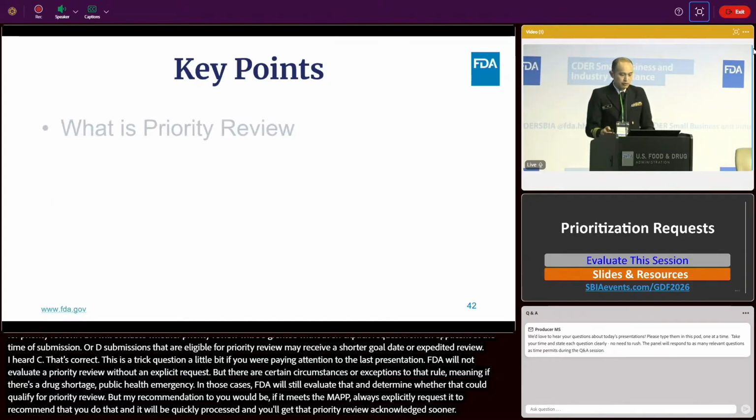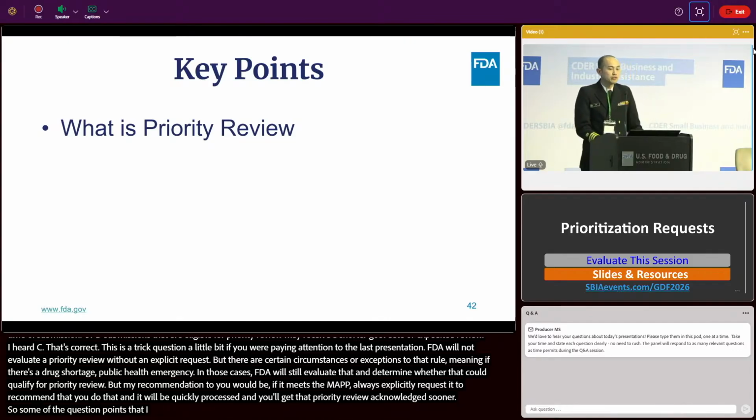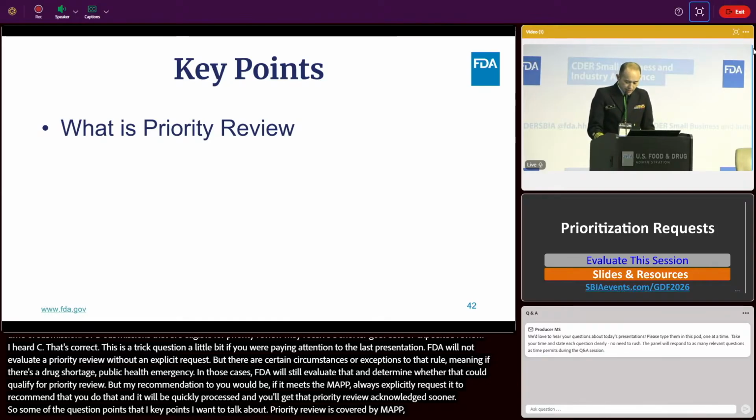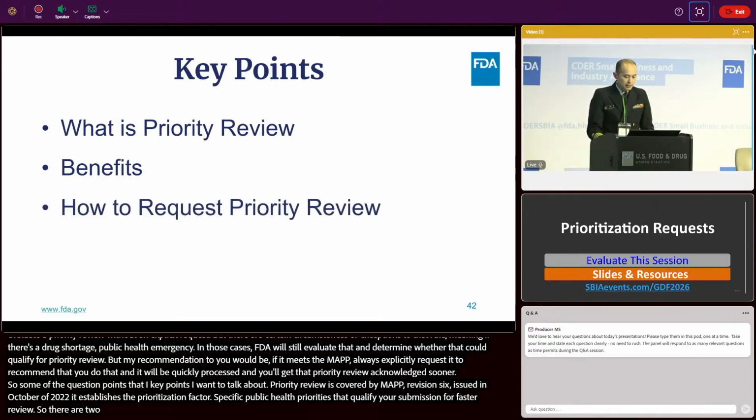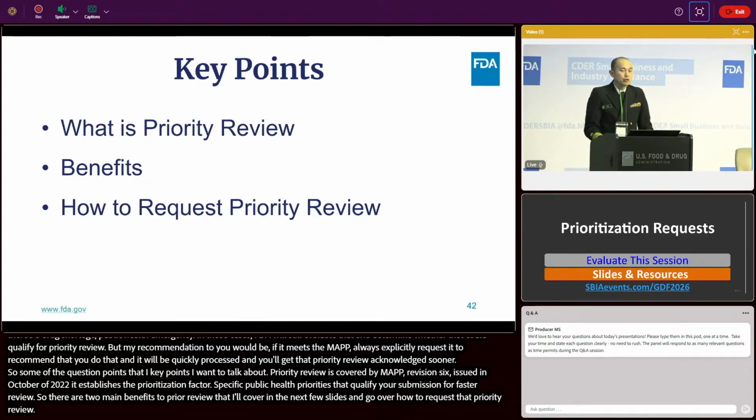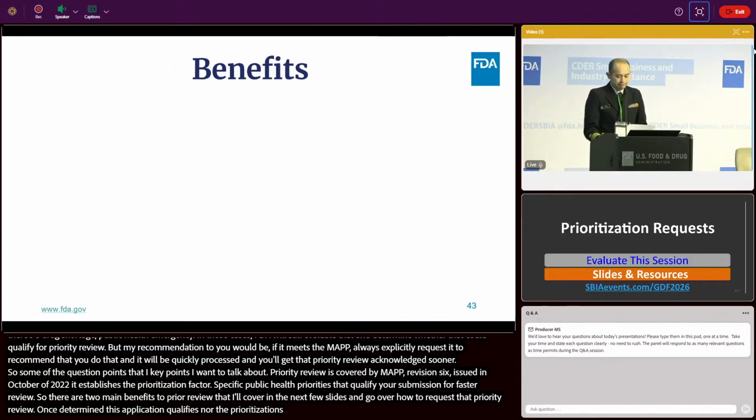So some of the key points that I want to talk about is, what is priority review? So priority review is governed by MAPP 5240.3. The current version is revision 6, which was issued in October 2022. This MAPP establishes what we call prioritization factors, so specific public health priorities that qualify your submission for faster review. So there's two main benefits to priority review that I'll cover in the next few slides. And then I'll go over how to request that priority review. So once you determine that your application may qualify for that prioritization review, what are the steps taken internally in the agency before it gets granted and acknowledged as a priority review?